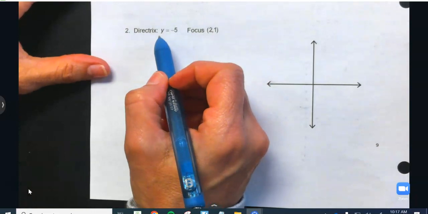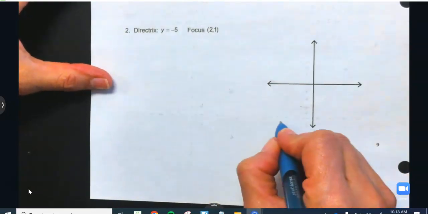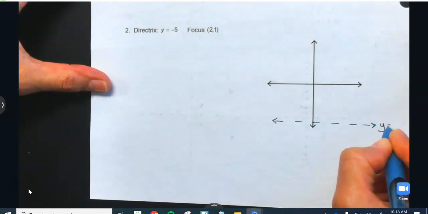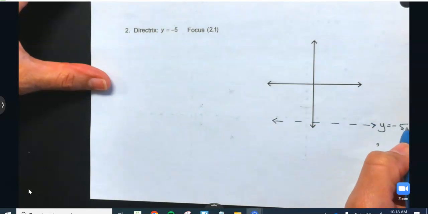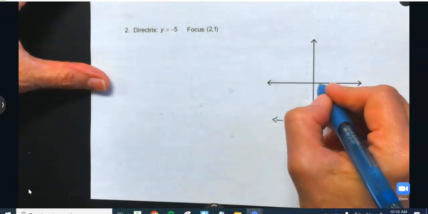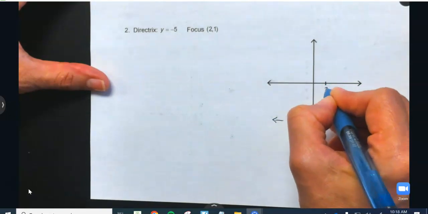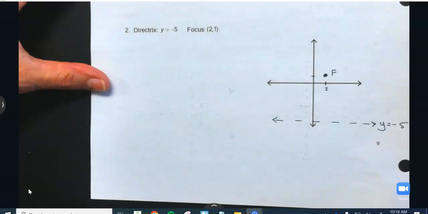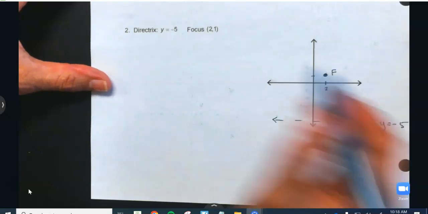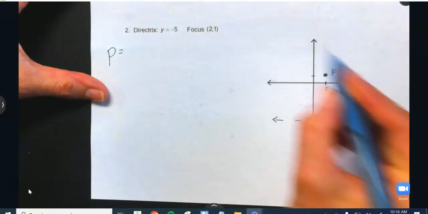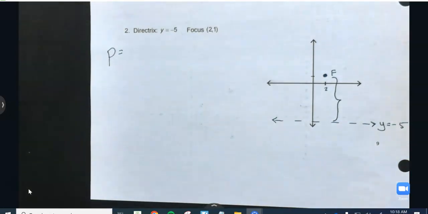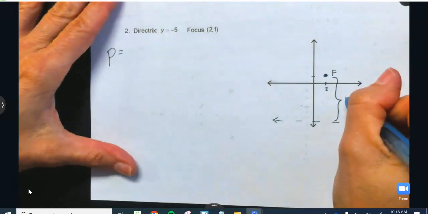All right, number 2. We're given the directrix. It's y equals -5. That's way down here. We're given the focus of 2, 1. Y'all, that's the focus. Well, what do we know? Not much. Can we find the p-value? Yes. Y'all, how far apart is the focus and the directrix on that graph? It's 6 spaces apart. Good.